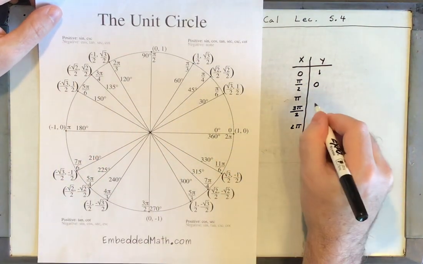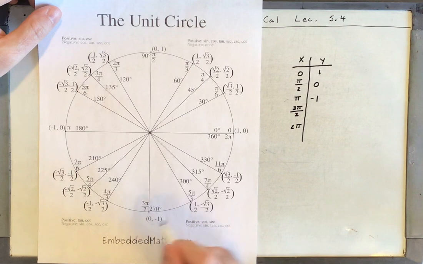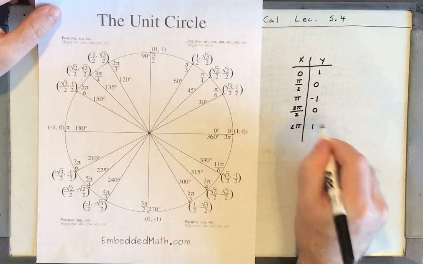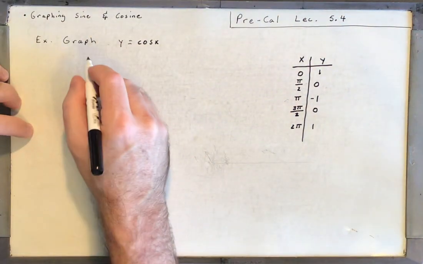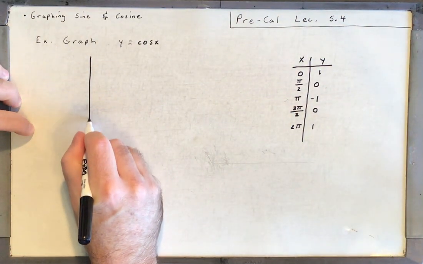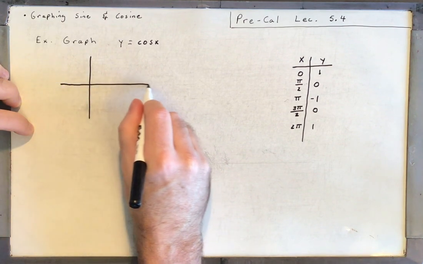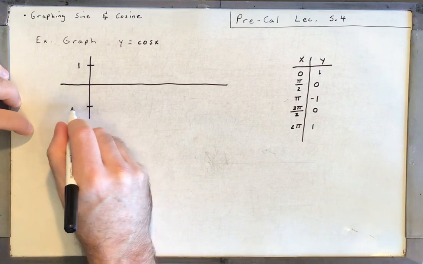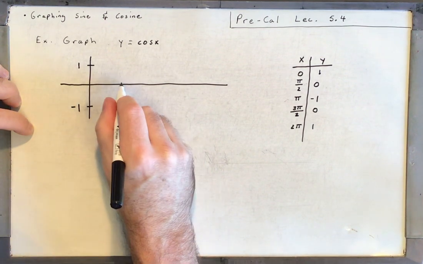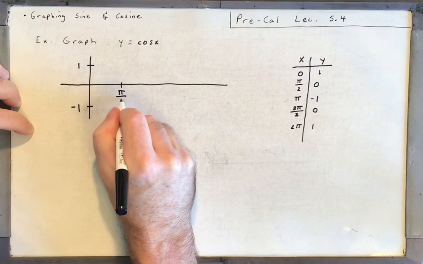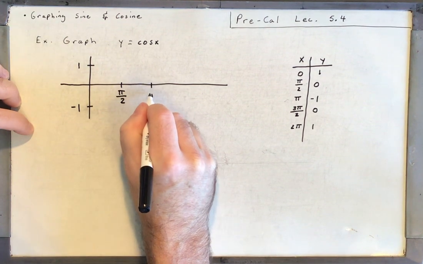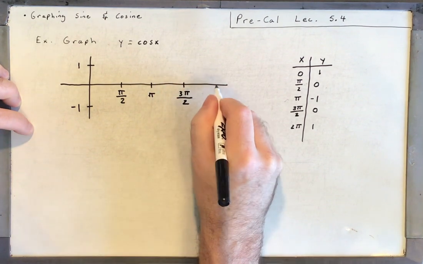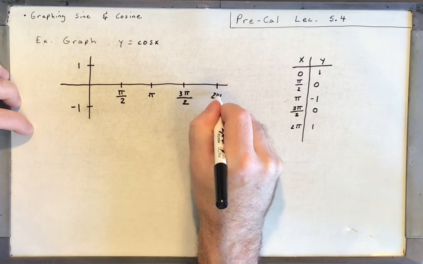At pi, cosine is -1. At 3 pi over 2, we're back to 0. And then at 2 pi, we are back to 1. So the cosine graph, instead of going through the origin, all right, it starts up on the y-axis. So we've got pi over 2, pi, 3 pi over 2, and then we come back around to 2 pi.